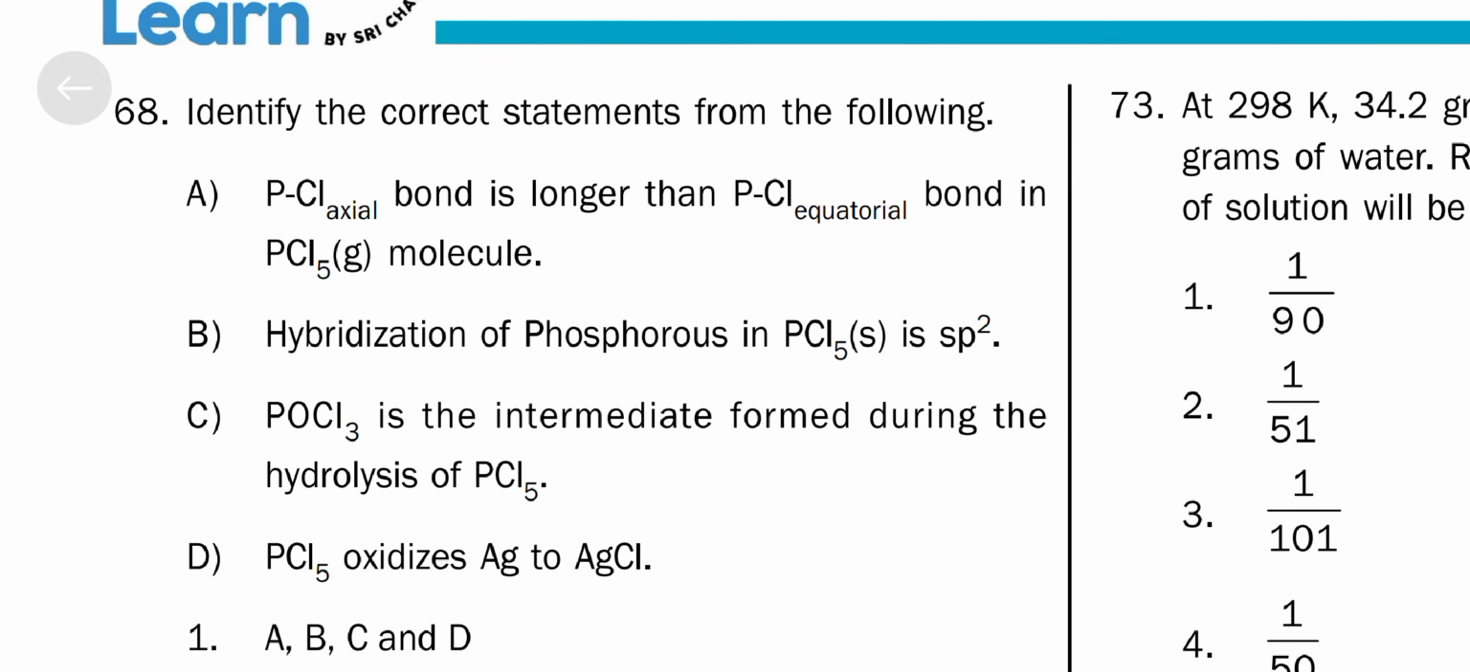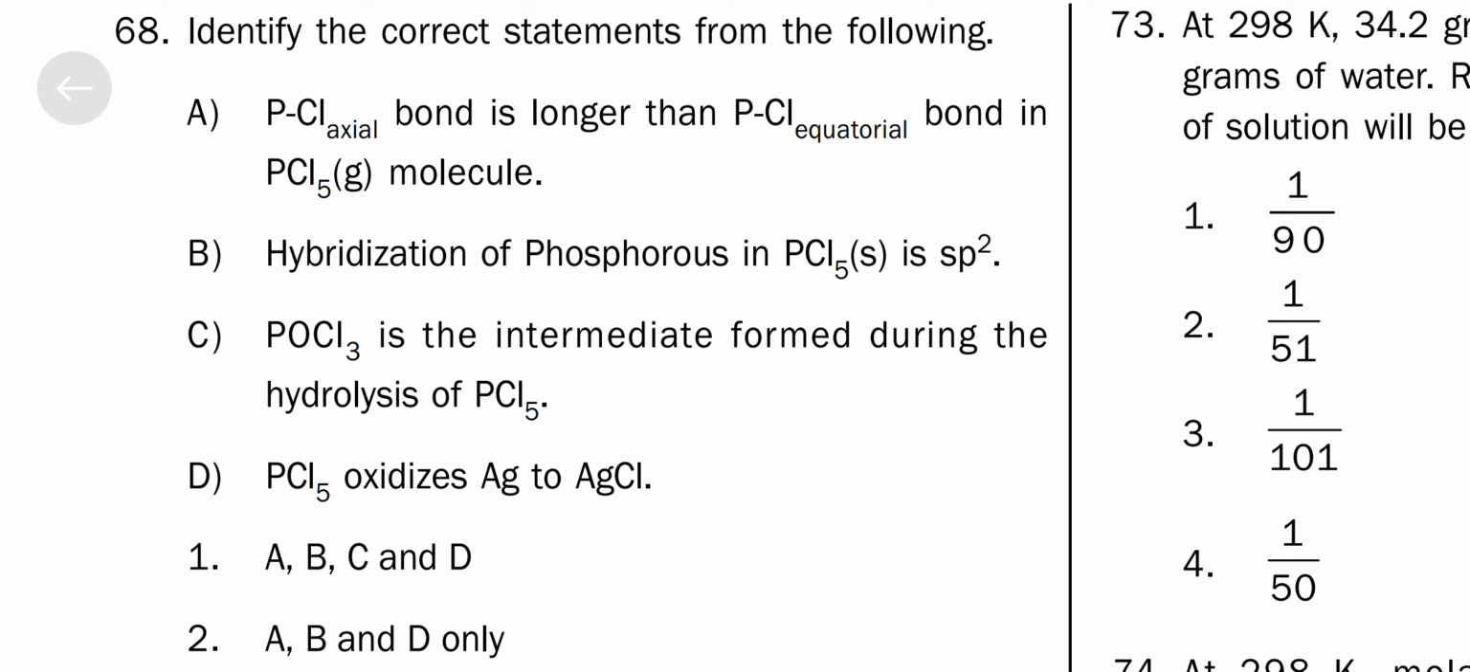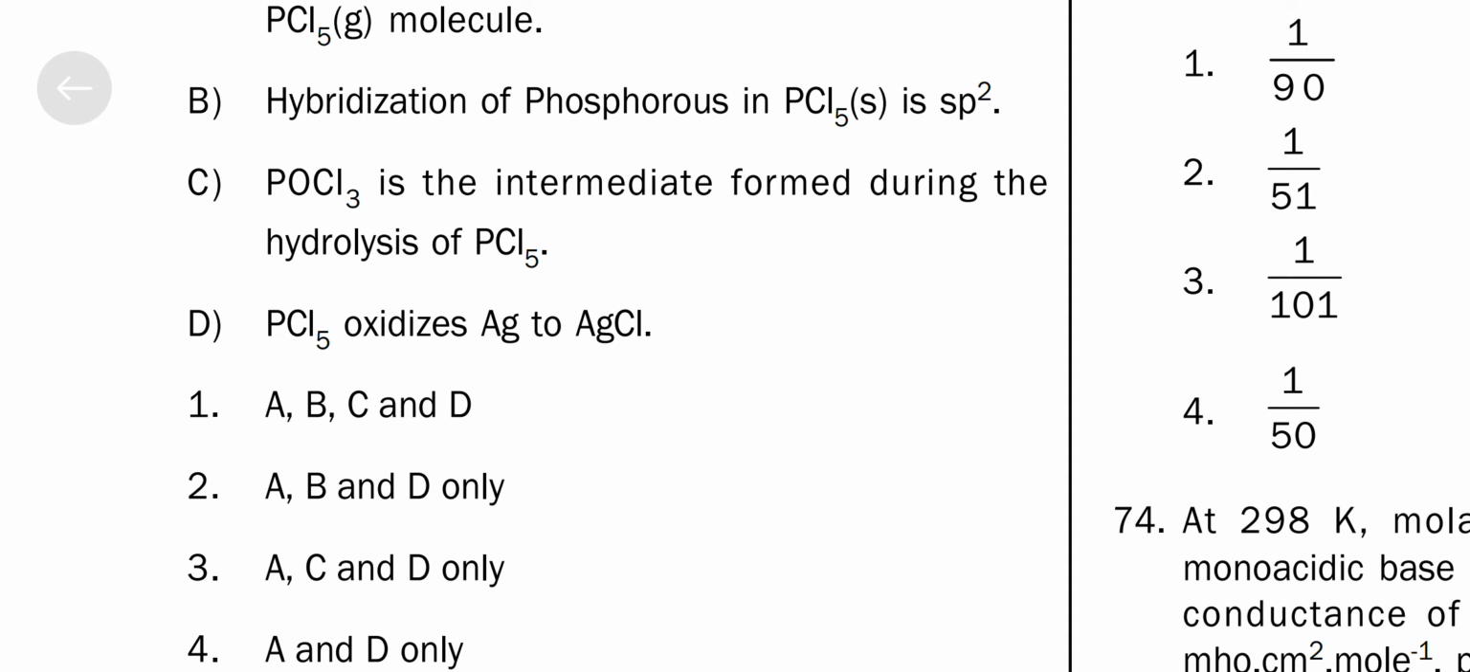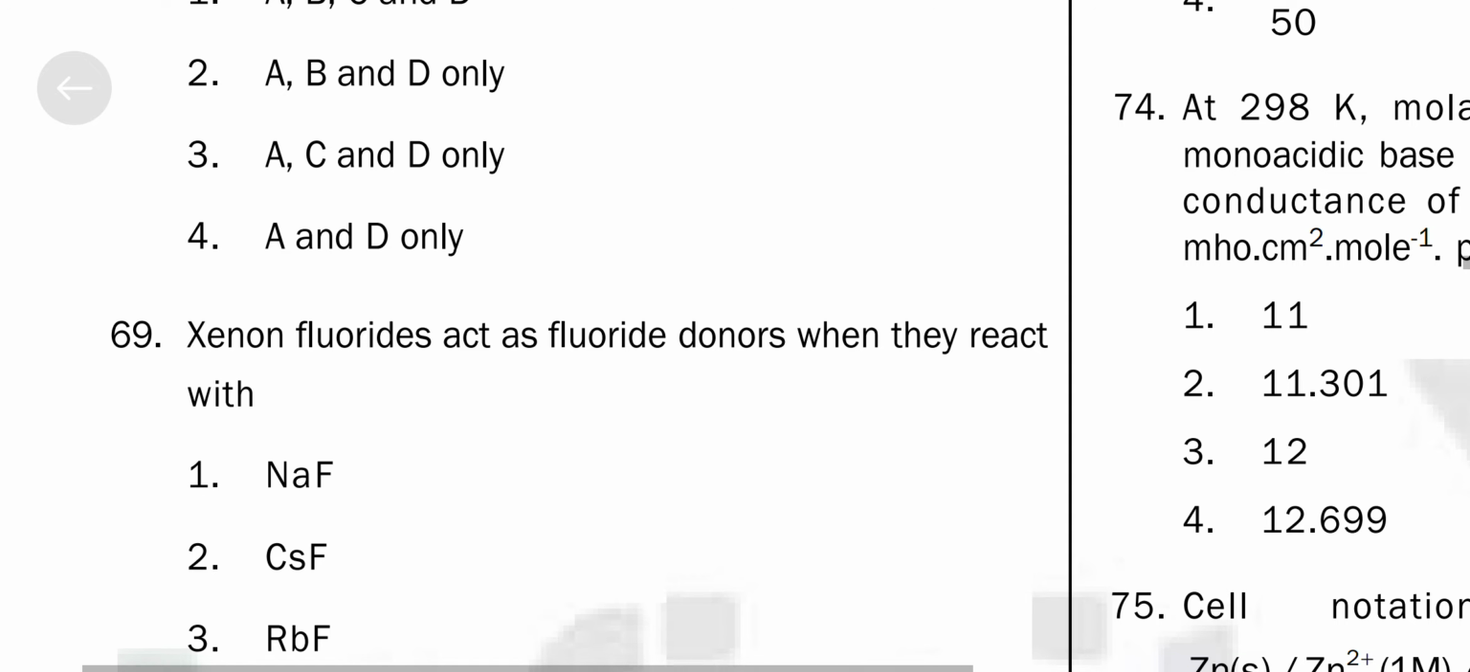Identify the correct statements from the following. PCl bond is longer, axial bond is longer than equatorial, correct. Hybridization of phosphorus in PCl5 is sp2, wrong. POCl3 is the intermediate formed during the hydrolysis, is right. PCl5 oxidizes Ag to AgCl is right, because PCl5 easily converts into PCl3 and releases Cl2, that Cl2 can be added to Ag. Hybridization of phosphorus in solid PCl5 is sp3d. So A, C, D are correct, option 3.